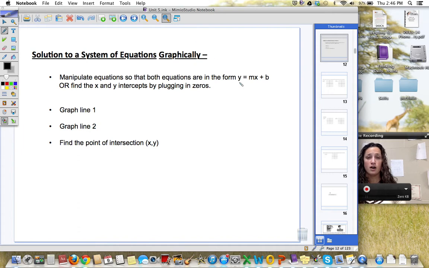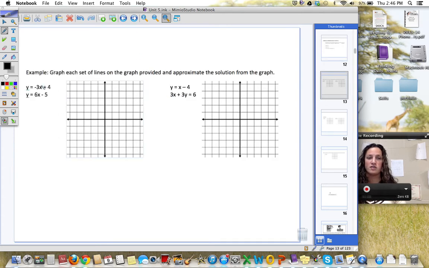I like to put everything in this form. That's what I'm going to do. If you want to, you can just graph by finding their intercepts, like by plugging in 0 for x and then 0 for y, whatever you want to do. So let's do a couple examples.